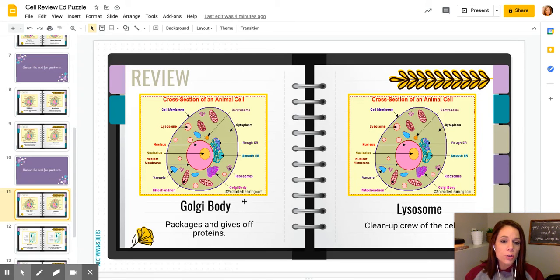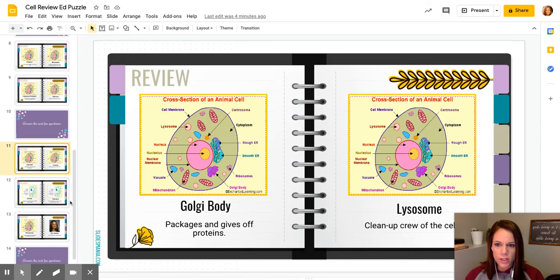Lysosomes. Lysosomes are the cleanup crew of the cell. So I think I gave this example too. Think Lysol is like a cleaning brand, kind of like Clorox, right? Lysol cleans your toilet, and it cleans your desk and cleans your sink. Lysosome cleans the cell, digests unused and unwanted cell parts.